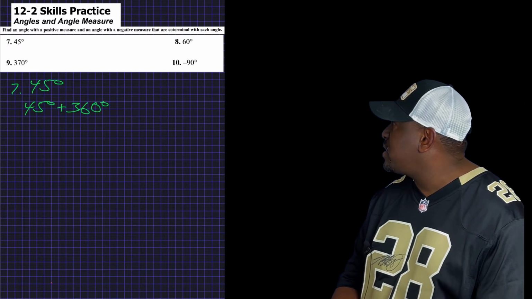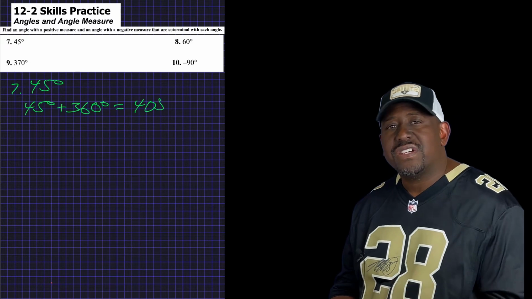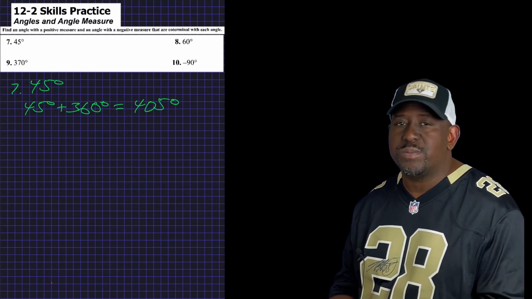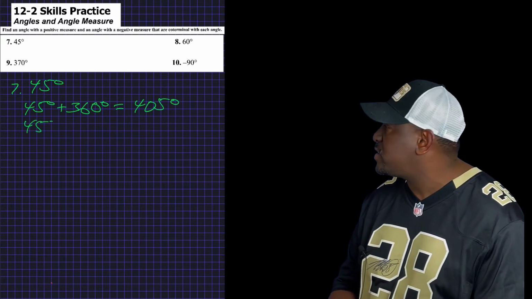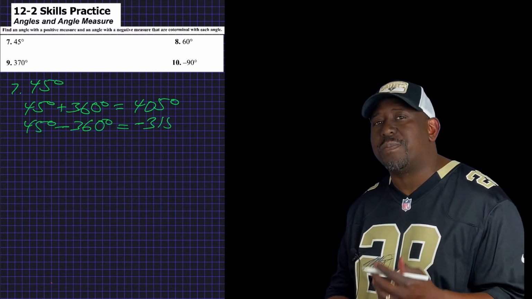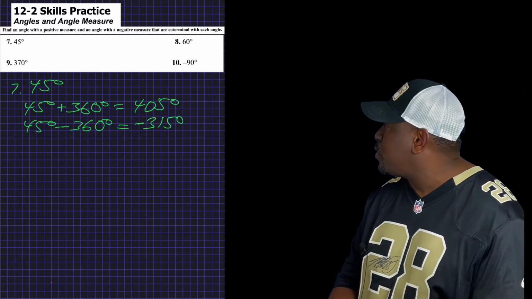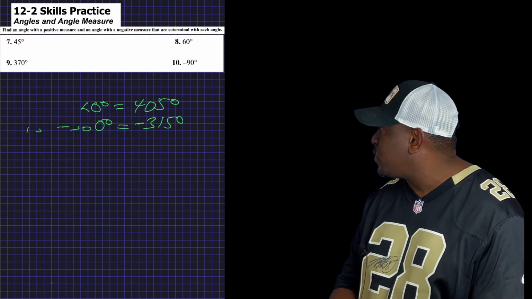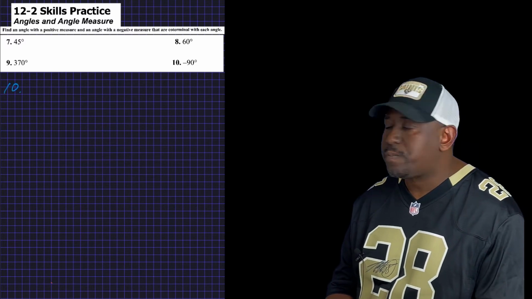Now, to find coterminal, we mean in the same spot given a number of rotations. It could be 1, 2, 3, 4 rotations. For instance, if we rotate one time, it'll be in the same place. That represents 360 degrees. So to find a positive coterminal, we will add 360 to 45, we get 405, and we subtract 360 and we get negative 315 degrees.